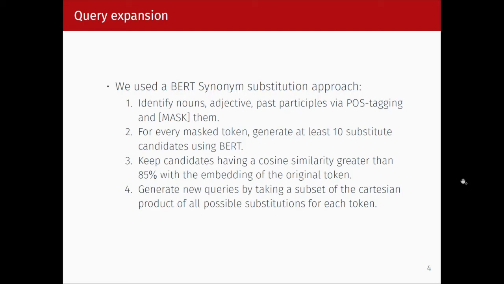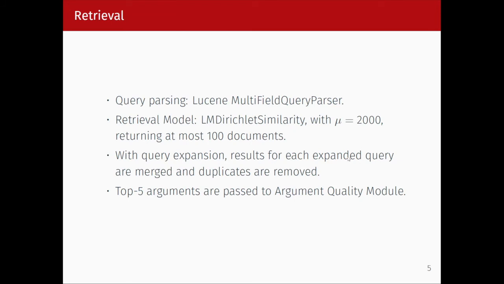New queries were generated by taking a subset of the Cartesian product of all possible substitutions for each of the tokens. In the retrieval phase, we parsed the query using Lucene multi-field query parser. As a retrieval model, we used the Dirichlet language model by allowing it to return at most 100 documents. When query expansion was activated, the results for each expanded query were merged all together and then duplicates were removed. The top 5 arguments were then passed to the argument quality module.